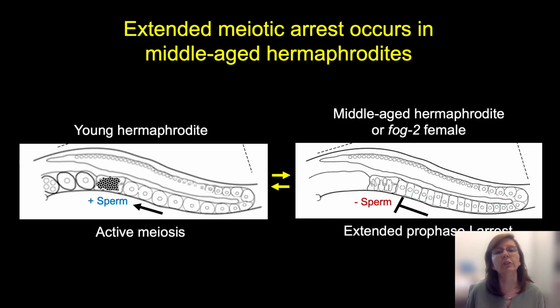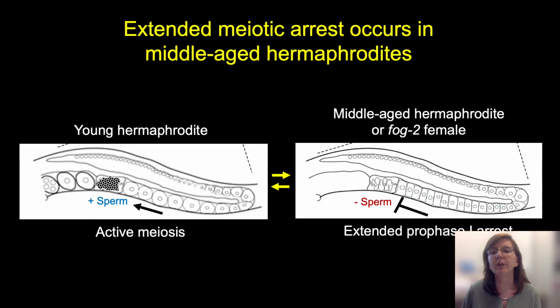And in this condition, the oocytes continue around the bend and end up stacking up. You can see they're a more rectangular shape, and they are in an extended prophase 1 arrest. This arrest can occur for several days, which is a significant percent of the worm's lifespan.